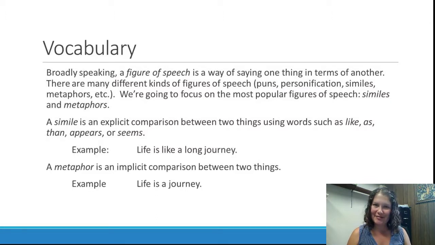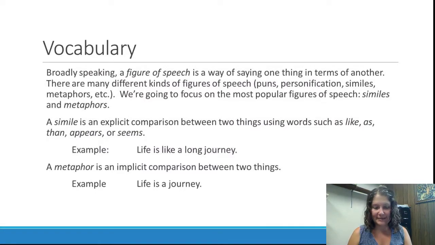You're probably already somewhat familiar with these terms, but just to remind you, a simile is an explicit comparison between two things, usually using the words like, as, than, appears, or seems. In other words, it's a comparison and there's a word that signals explicitly that two things are being compared. An example of this would be the statement, life is like a long journey. Here we have life being directly compared to a long journey, and we have the word like to signal that these things are being compared.